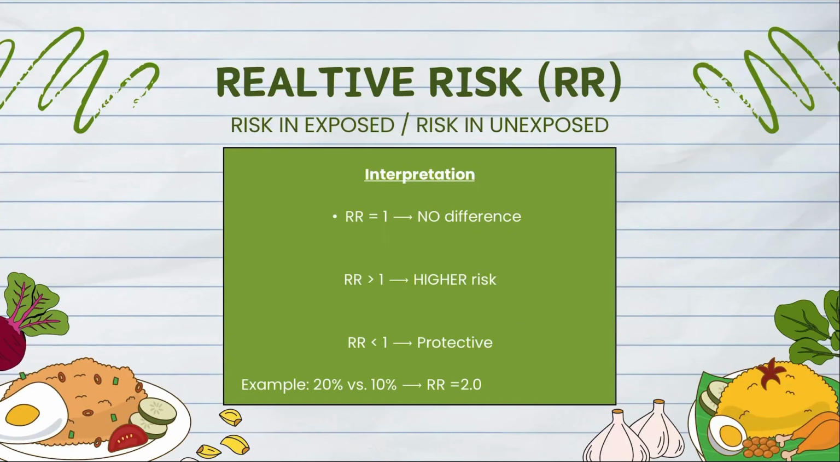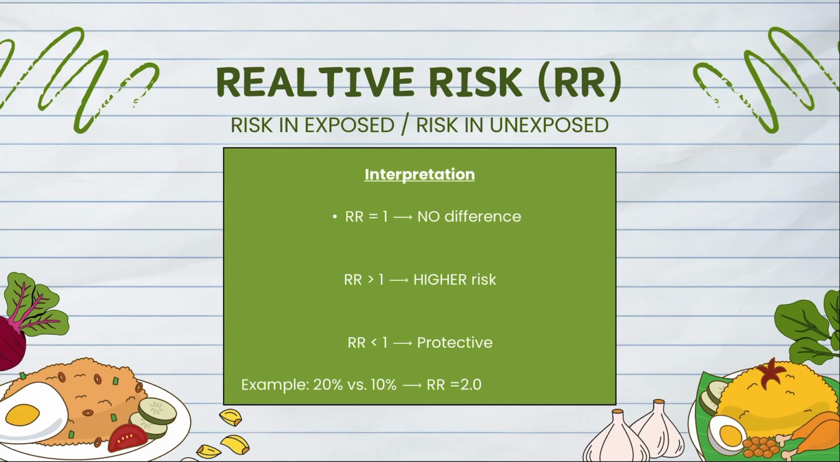Another way that researchers interpret study results is by using relative risk. Relative risk is a measure that compares the risk of an outcome in an exposed or treatment group to the risk of an outcome in an unexposed or control group. It is calculated as risk in the exposed group divided by risk in the unexposed group. Relative risks are measured in terms of the value 1. So a relative risk of 1 means that there's no difference in risk.